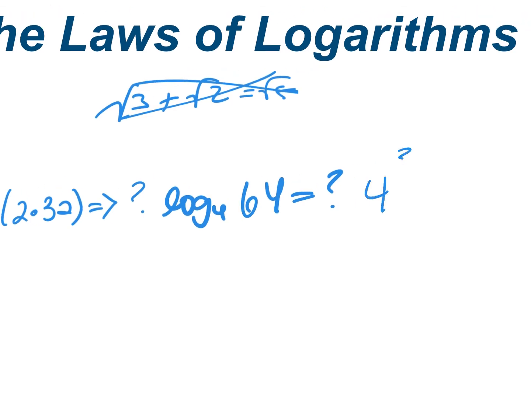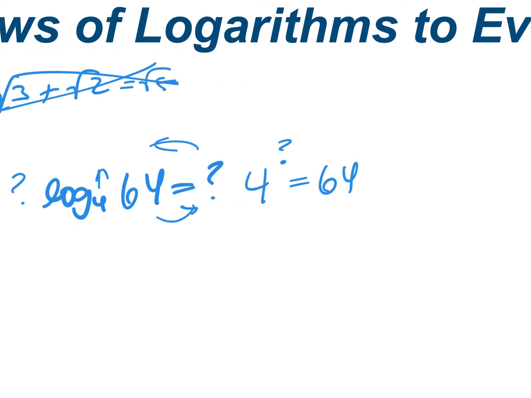4 to the power of we don't know equals what? 64, right? This comes up, and then this switches spots. So when I evaluate this, 4 to what power gives me 64? Yep, so your answer here is 3.